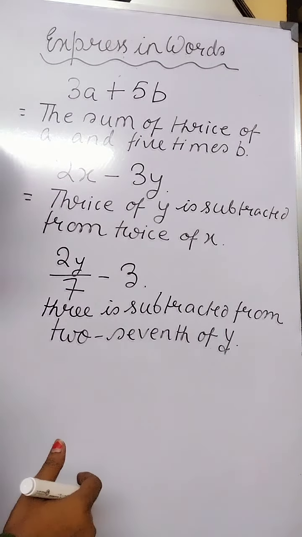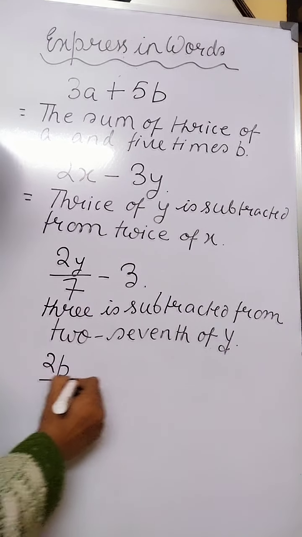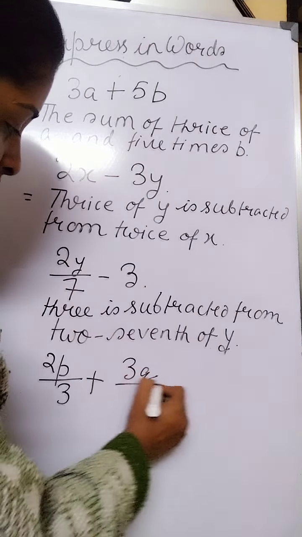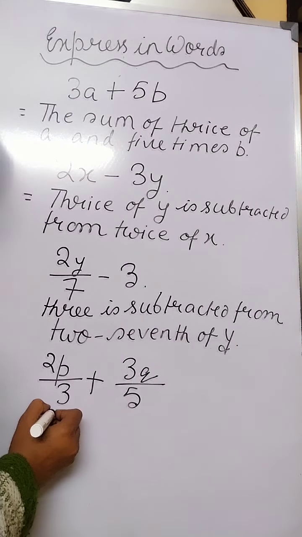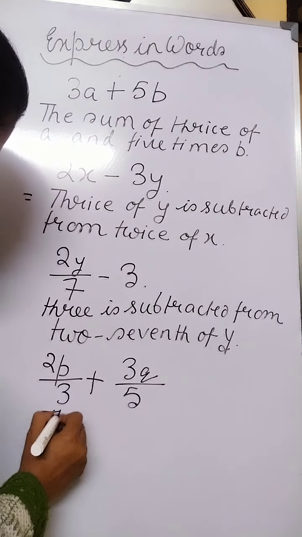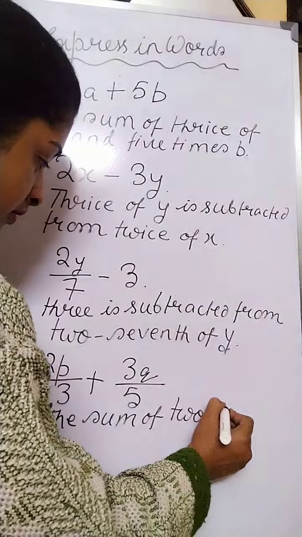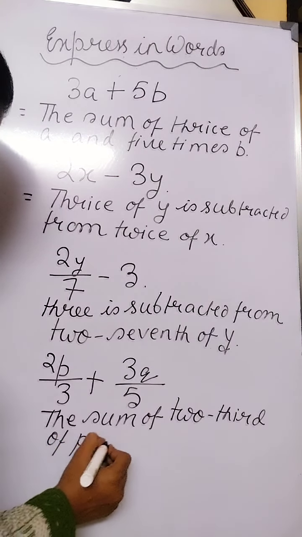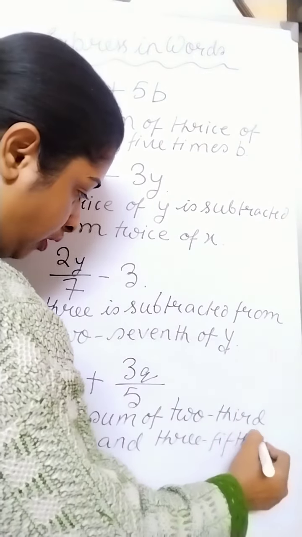Now suppose this is not given, you are given something else. Suppose 2p by 3 plus 3q by 5 is given. So what will you write? You will write the sum of two-thirds of p and 3/5 of q.